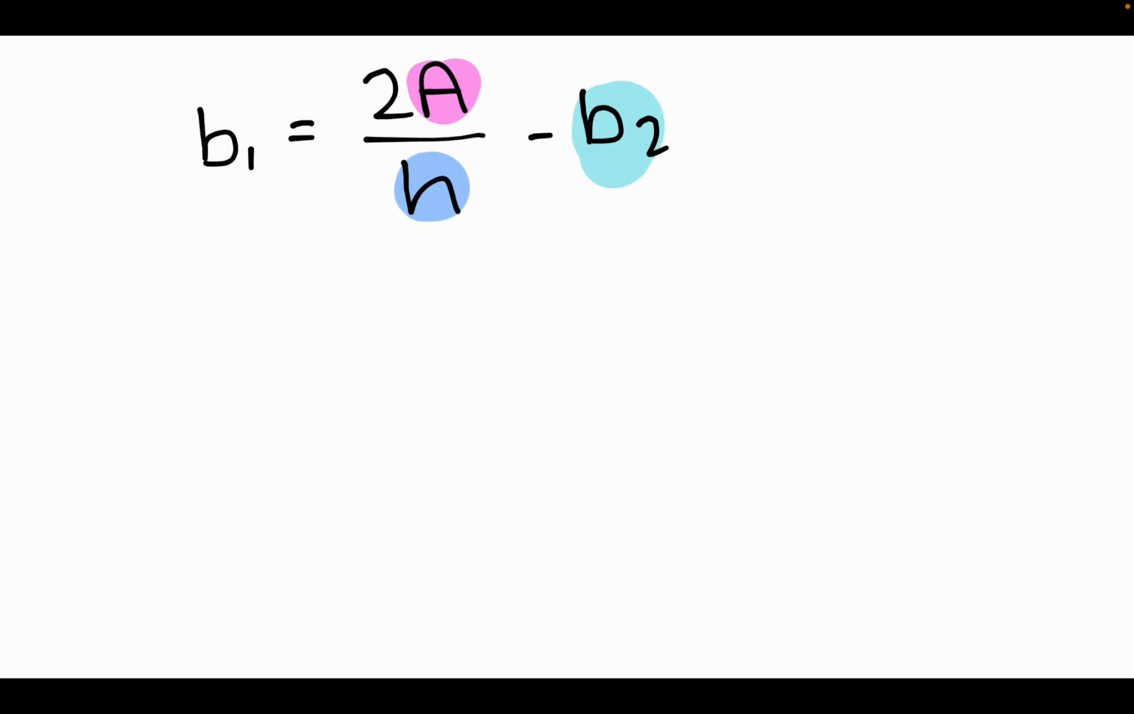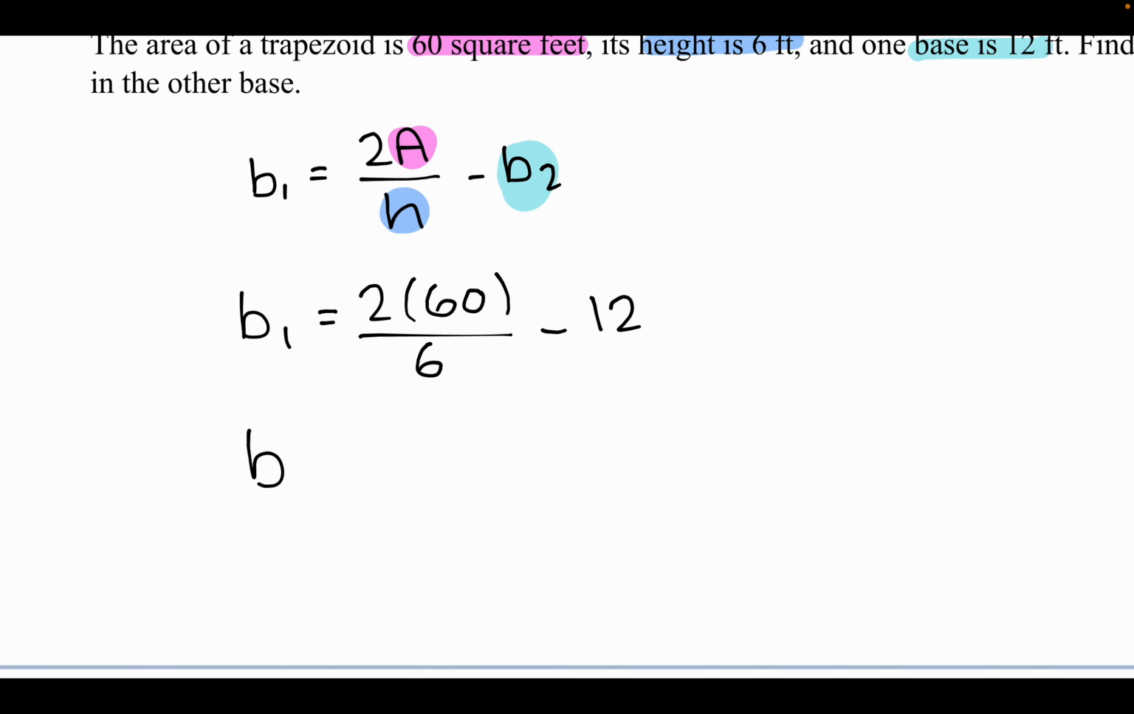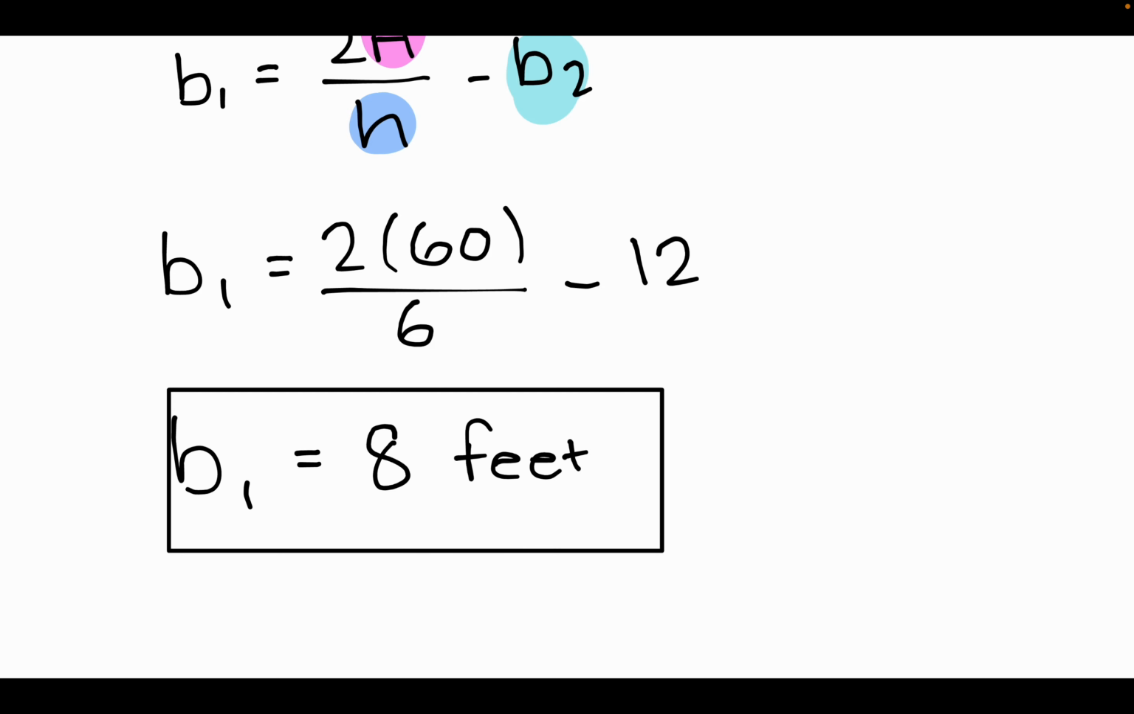So once you plug all of those in, plug in your 60 for A, your 6 for H, and your 12 for your base, you would plug that all into your calculator. So you end up getting, when you plug that into your calculator, 8, and then you have to label, they're talking in feet. So that is your final answer.